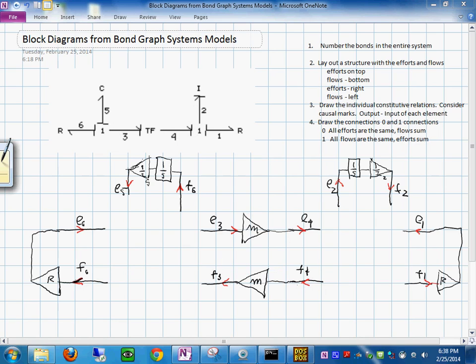Okay, having said this, now we need to go to step number 4, to draw the connections for the zeros and ones. And how are we going to do this? First, we're going to do this one on the left-hand side in here. Because it is a 1, all flows are the same. So I'm going to change colors just to illustrate how we do this connection. For all flows to be the same, I would connect it like this, see? Like that.